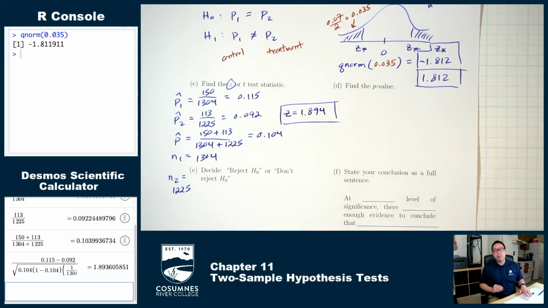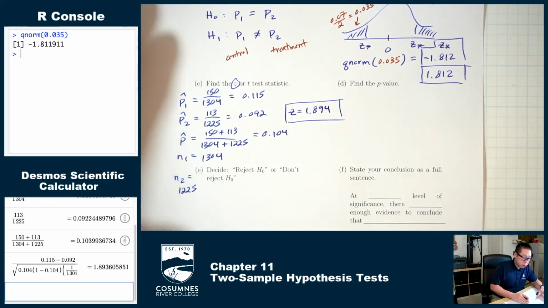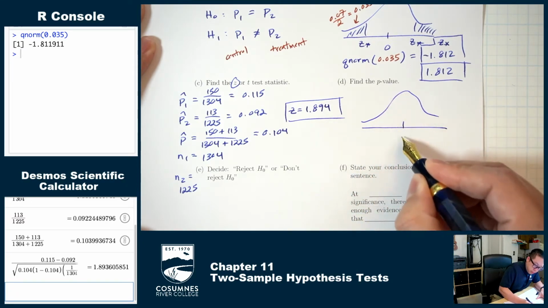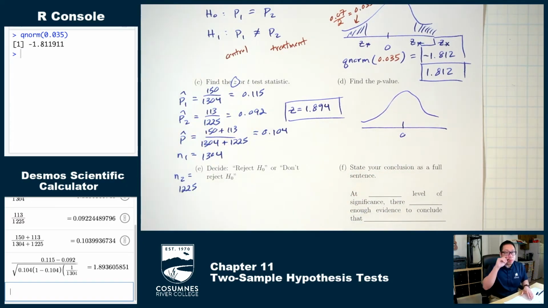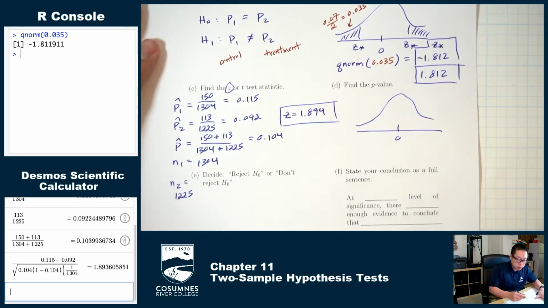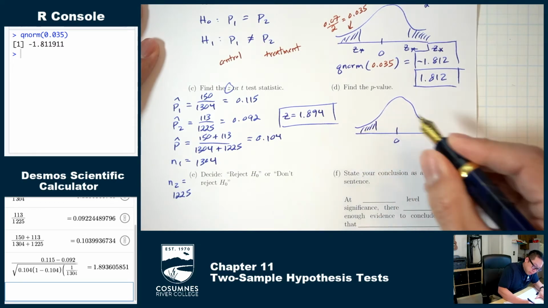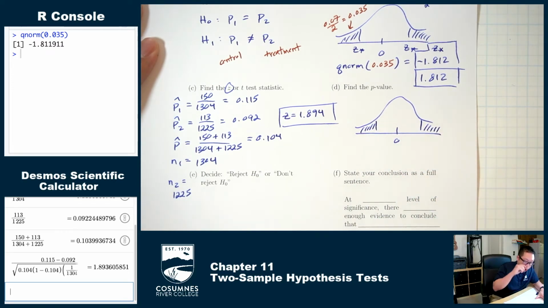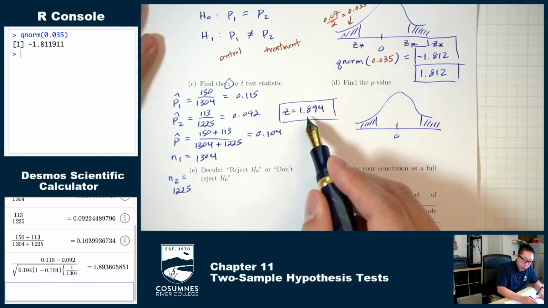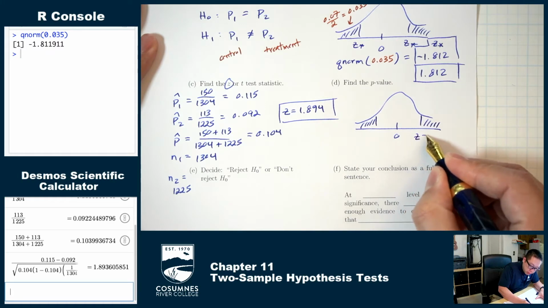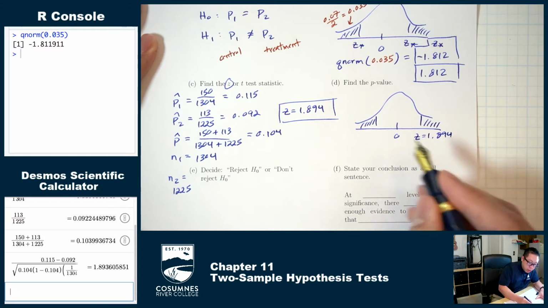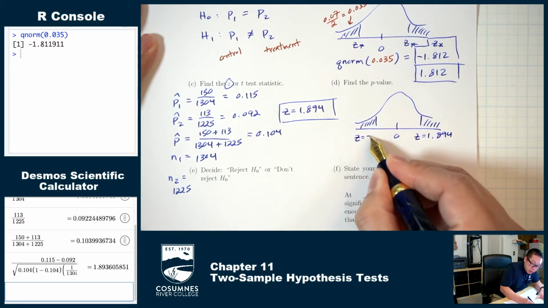And that's our test statistic. Part D, find a p-value, draw the picture. The picture should be the same as whatever you drew in part B. Because it's not equals, it's going to be 2 tails. We're going to put our test statistic on the picture that we found in part C. 1.894 is the one on the right, which means the one on the left is going to be negative 1.894.